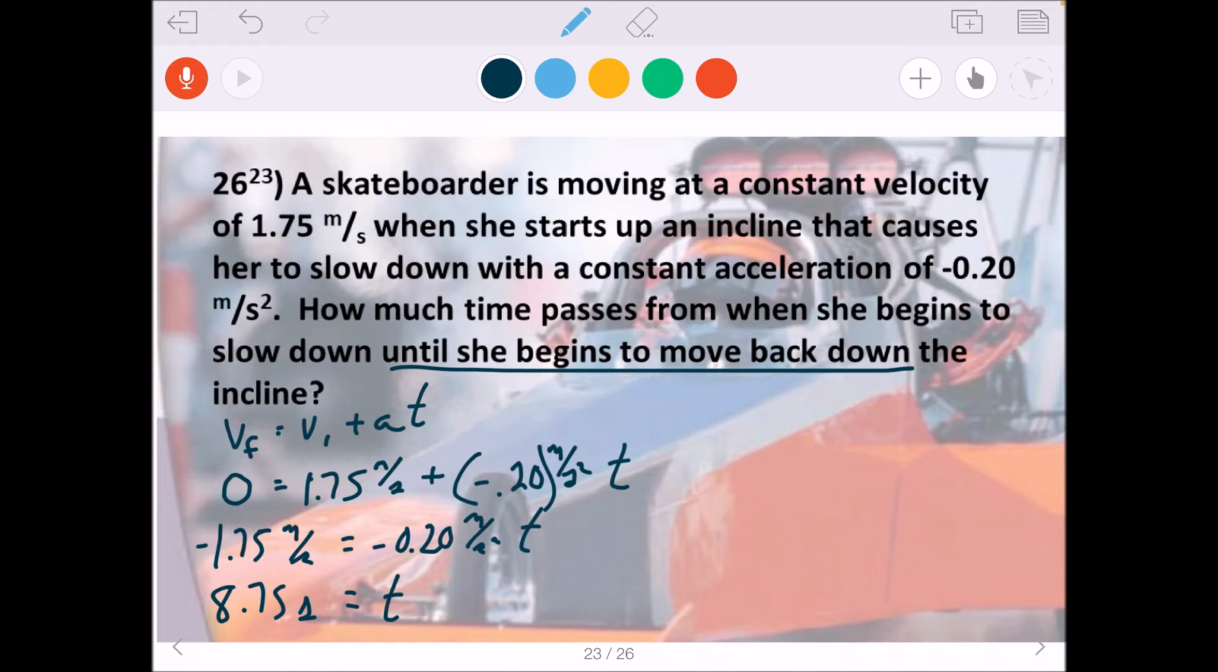Now, with significant digits, here I have 3, I still have 3 over here, I only have 2 here. The first 0 does not count, so I'm limited to 2 sig figs, which gives me a final answer of 8.8 seconds.